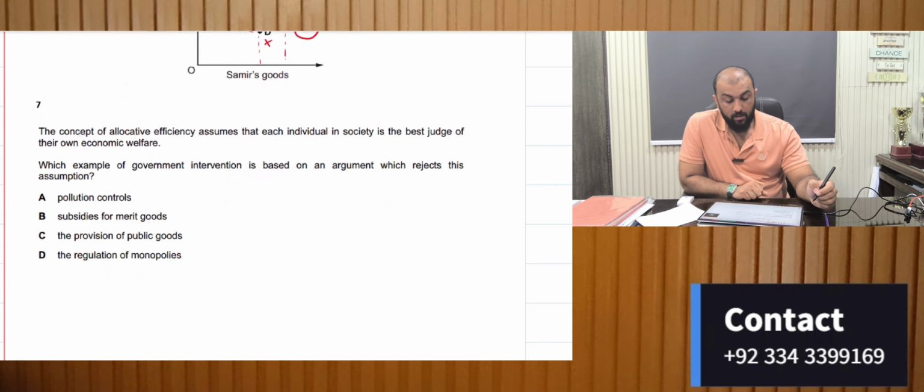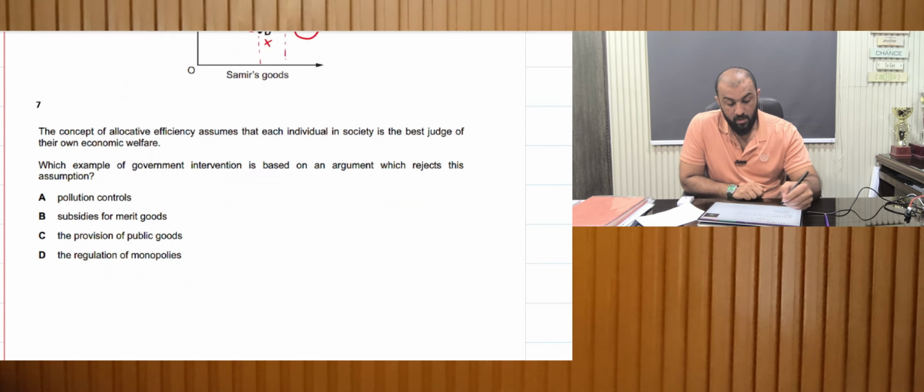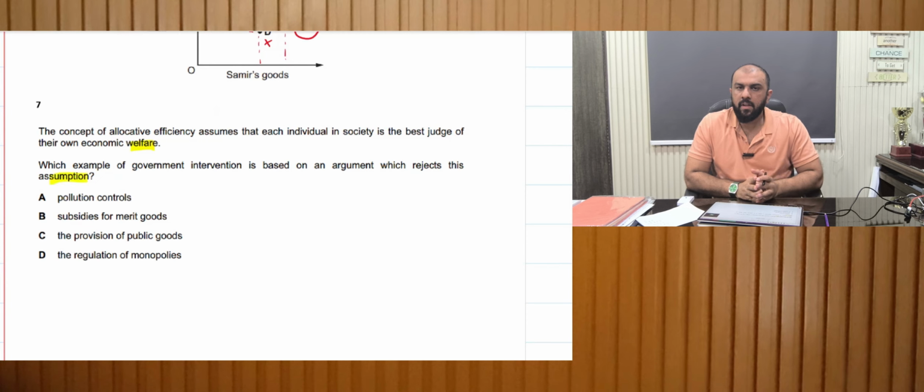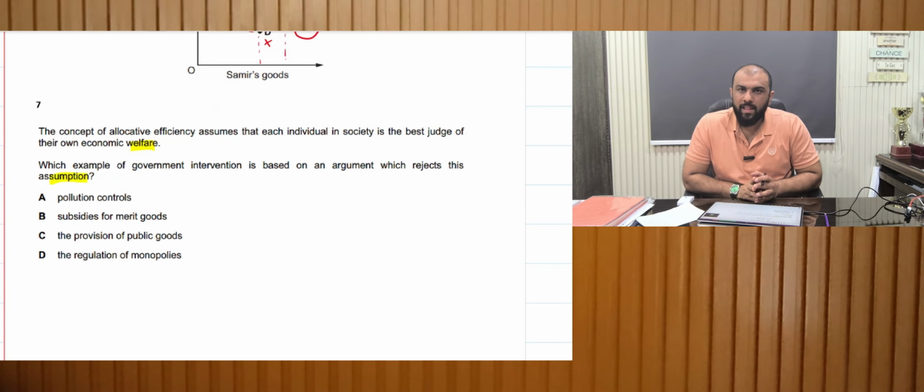The concept of allocative efficiency assumes that each individual in society is the best judge of their economic welfare. Okay, what example of government intervention is based on an argument which rejects this assumption? Now, what the question is saying is that every individual knows what is best for him. Well, that is not the case.